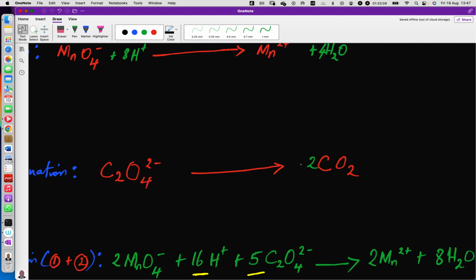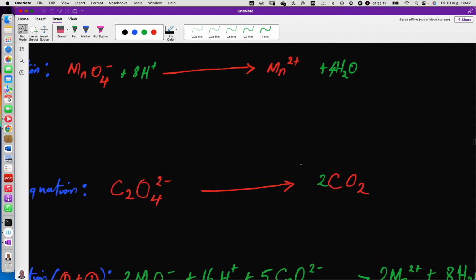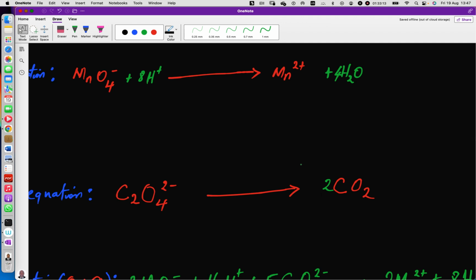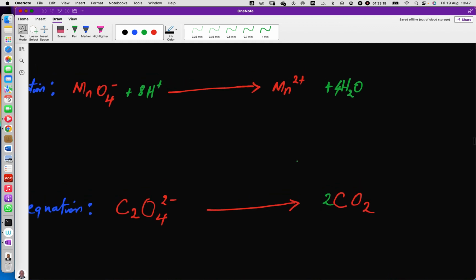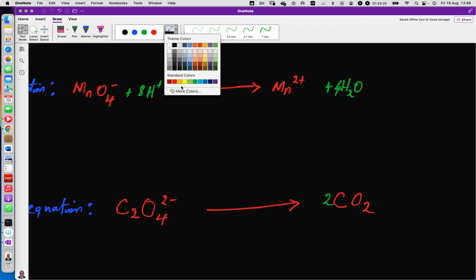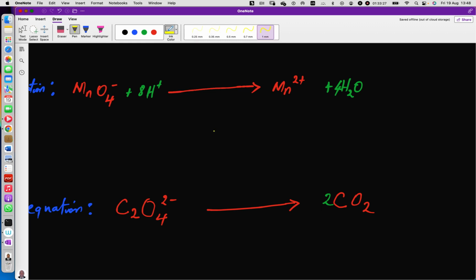Now, the next stage to balance our equation, since the atoms are balanced, is to balance the charges. To balance the charges right now, let's add up the charges and see.